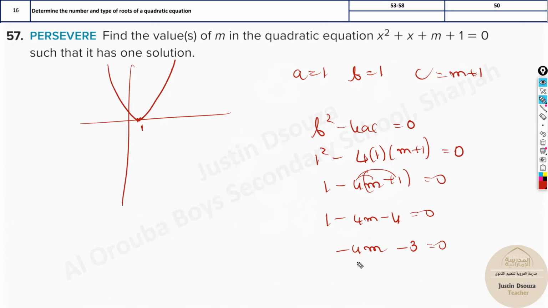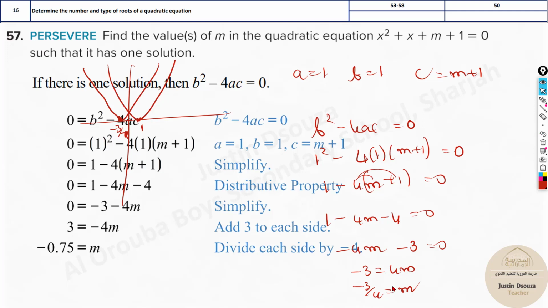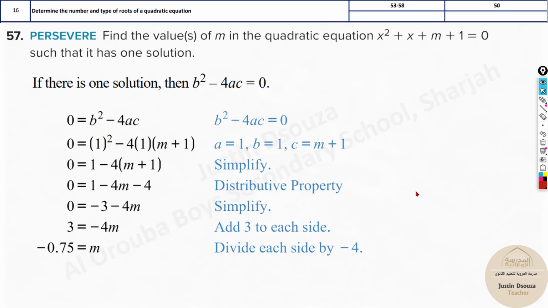I'll take this 4m to the other side. It'll be minus 3 equals positive 4m. Take 4 to the other side. Negative 3/4 equals m. So this graph was wrong. It'll be something like this at negative 3/4 over here, and it goes up. This is minus 3/4 or minus 0.75. This is the answer. So you don't need to graph; you just have to find the m value. That is negative 0.75 or negative 3/4. It's the same thing. That's how we solve it.